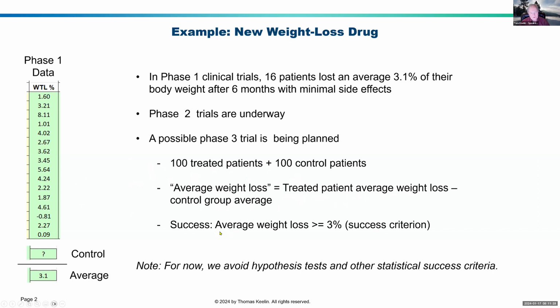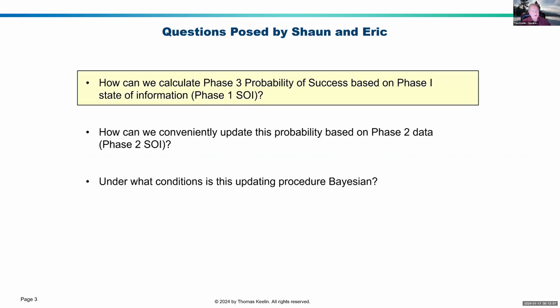And we're going to use a definition of success, which is that the average weight loss of the treated group is greater than 3%. You can see here for the 16 patients, there's all this phase 1 data as to what was their percentage of body weight loss over a 6-month period. Typical of a phase 1, there was no control group. The average of this data is about 3.1%. And so for now, we're going to avoid hypothesis tests and other statistical success criteria, but I will say a little later how those can be incorporated within the framework of this analysis.